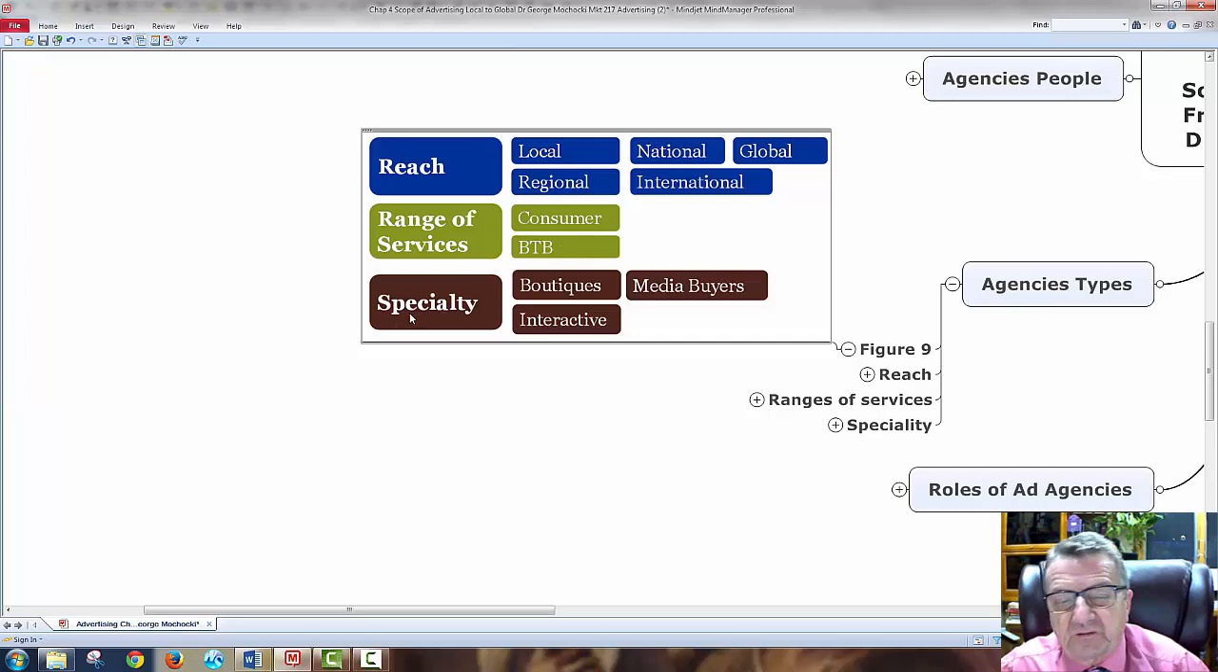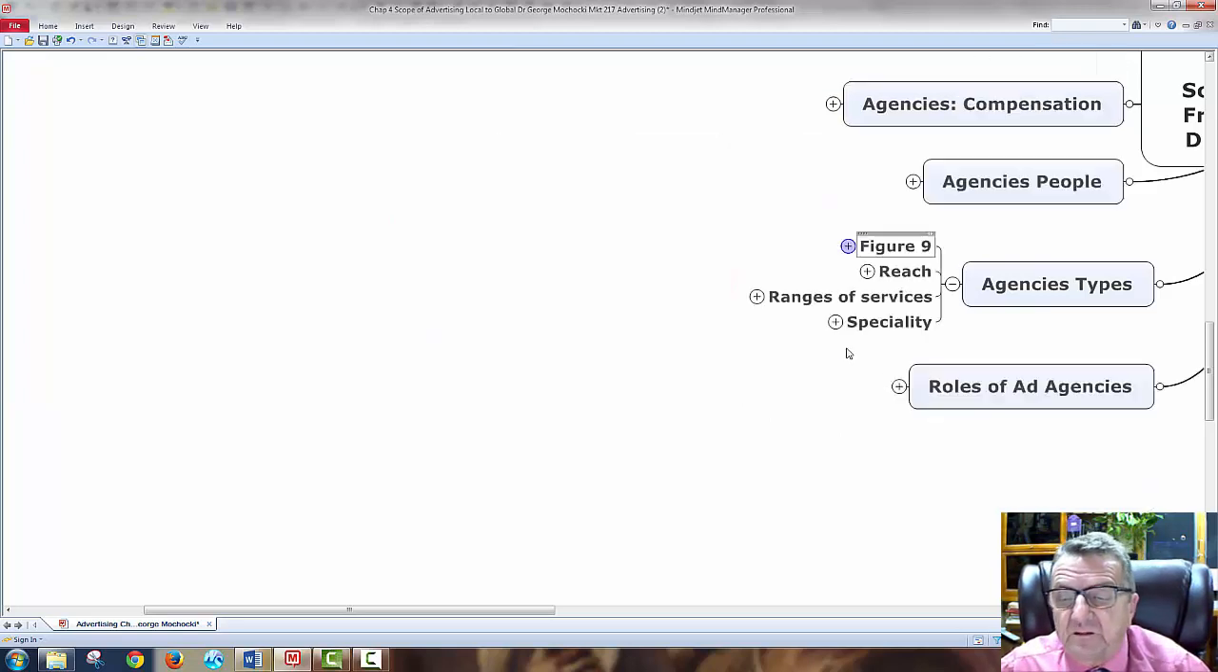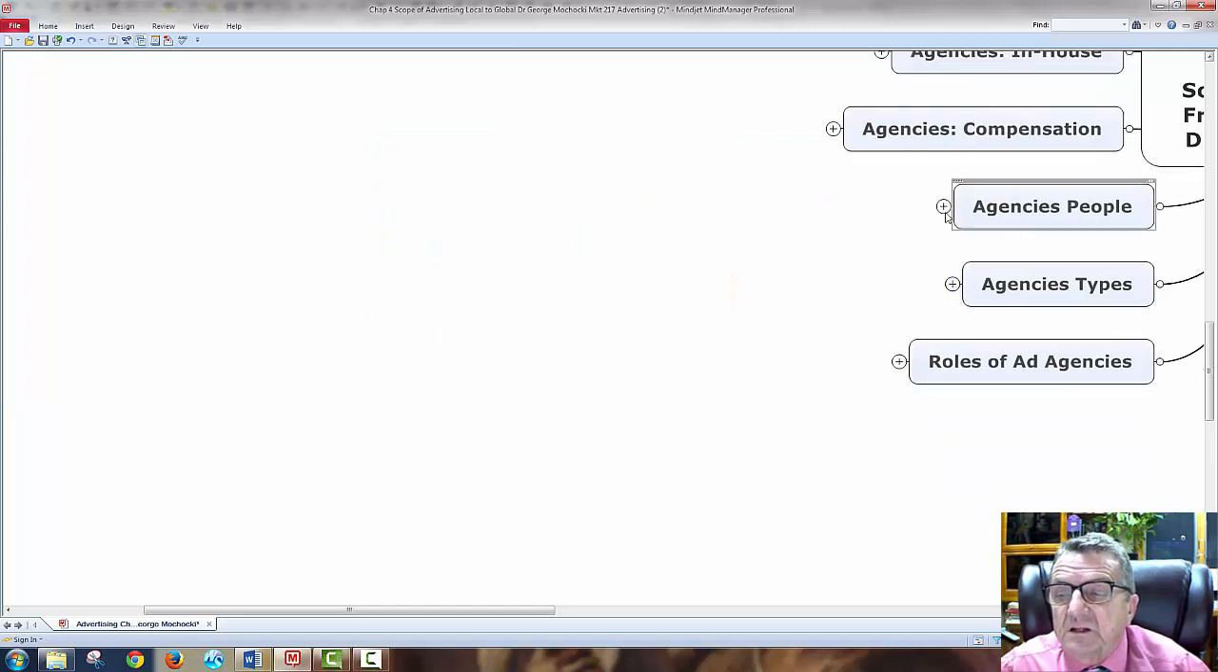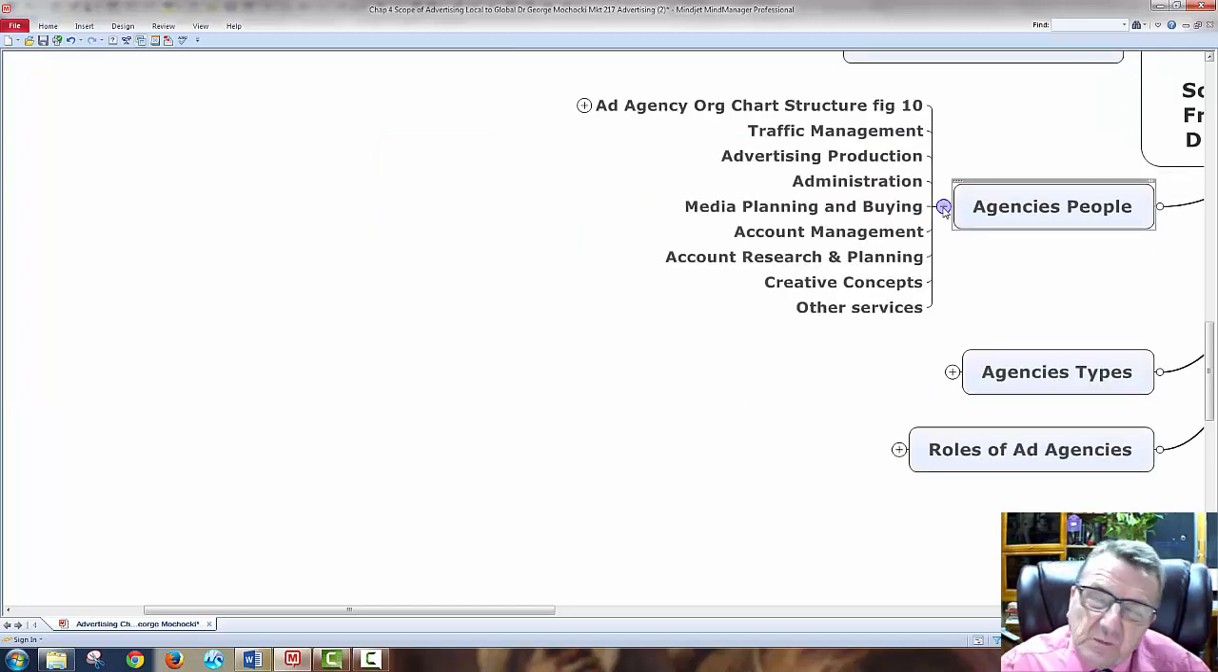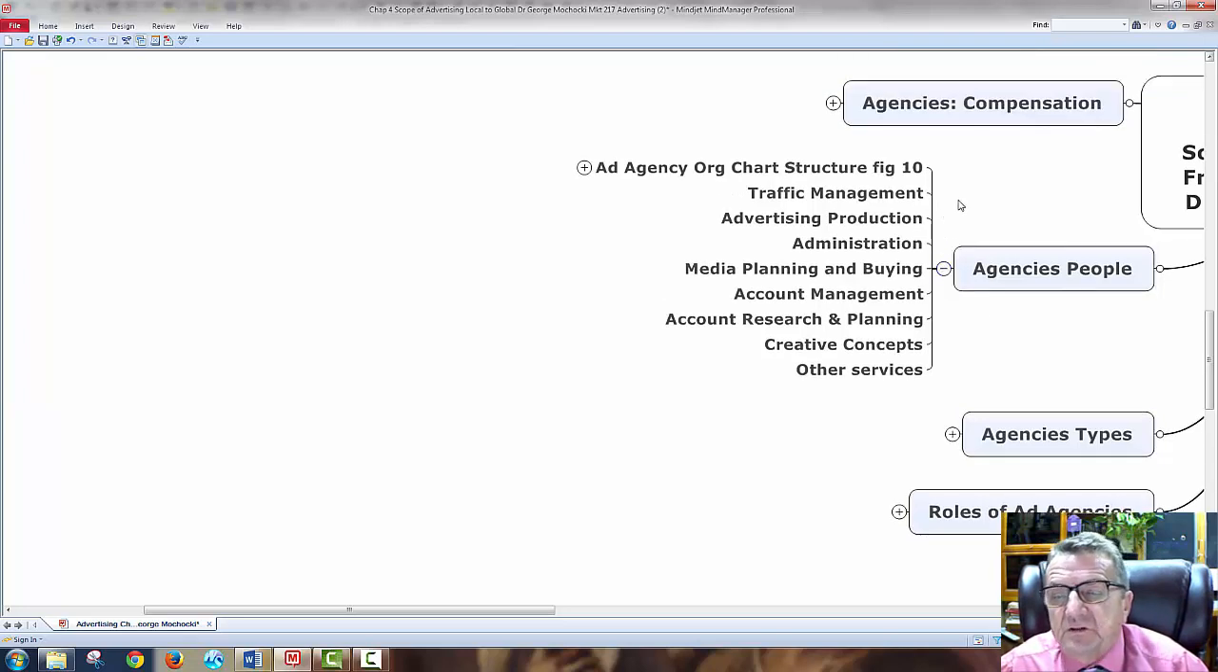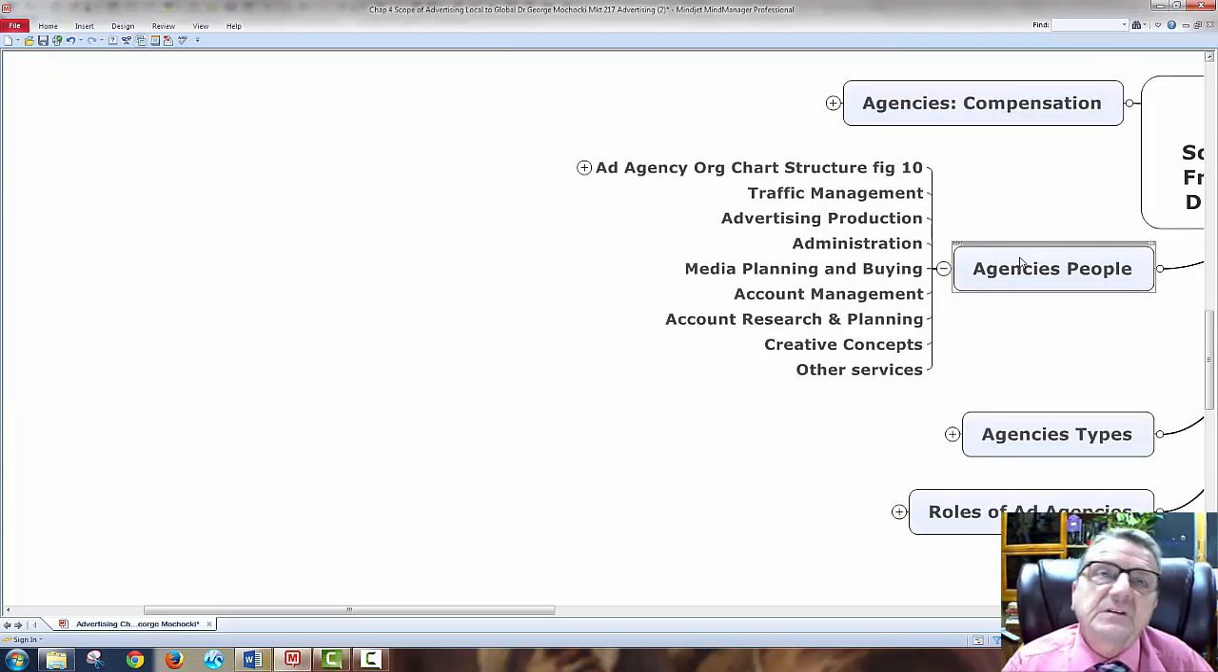And then specialty advertising, boutiques, interactive, and media buyers. Okay, and this is what is covered on here. Now the other is agency people, and we talked a little bit about the agency individuals. But when you're looking at medium types of advertising agencies, they may look small on paper, but they're a viral type of an organization.